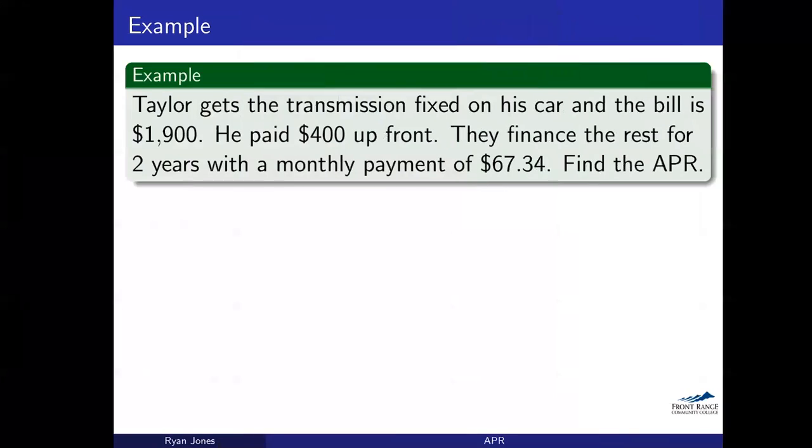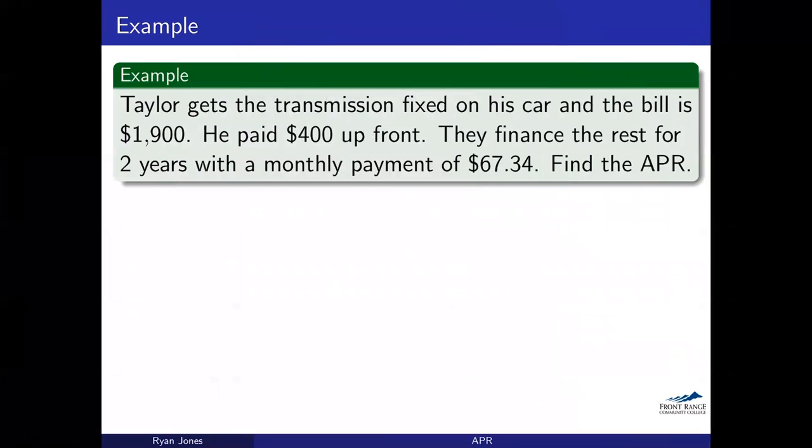So let's go ahead and look at an example here. Let's say that Taylor wants to get the transmission on his car fixed, and the bill is $1,900. He's able to pay $400 up front as a down payment, and then he's going to finance the rest of the payment for 2 years, and I'm going to give you his monthly payment here. So we can use the terms from our previous lecture on installment buying to figure some things out here. First things first, the amount financed.